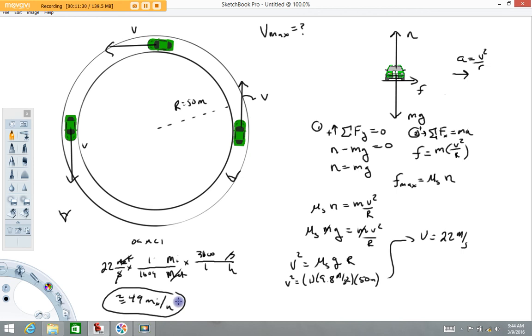So again, the point here was how to apply Newton's second law to a problem involving simple circular motion. I hope it does that, and I'm going to call that a day.